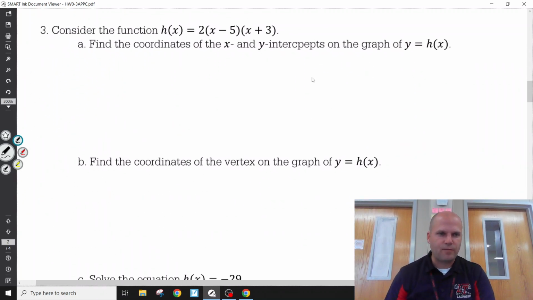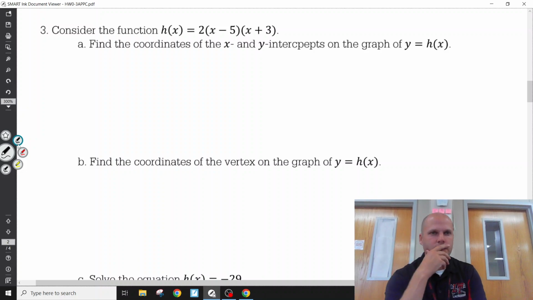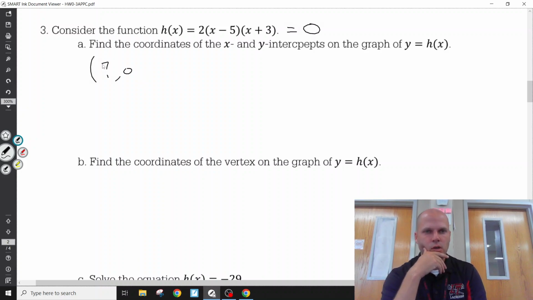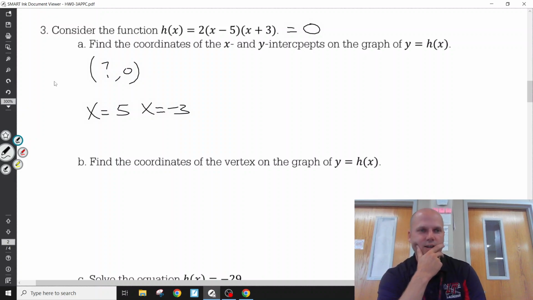Cool. Looks different. This is in factored form. Find the x and y intercepts of the graph. Well, that's easy because it's factored form. X intercepts when y is 0. Setting the equation equal to 0, I get my zero product property solutions, positive 5 and negative 3. The y intercept is when x is 0.